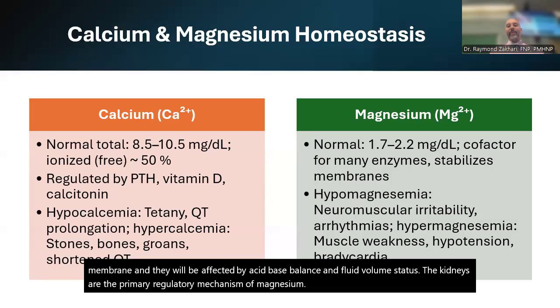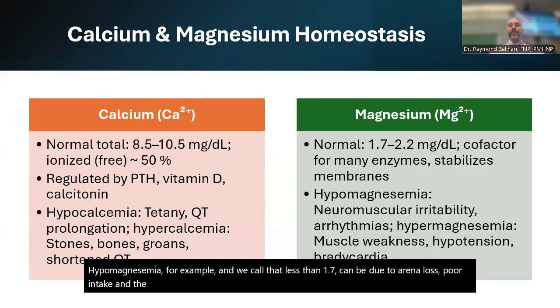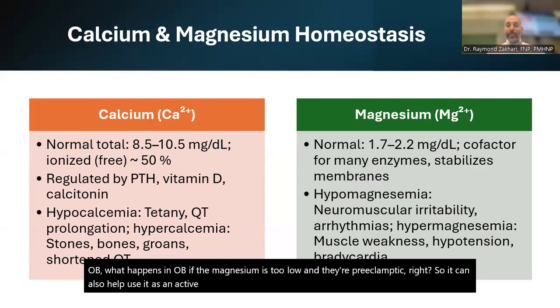Hypomagnesemia, for example, which we call less than 1.7, can be due to renal loss or poor intake. And the symptoms include neuromuscular instability, tremor, arrhythmia. If you work in OB, what happens in OB if the magnesium is too low and they're preeclamptic, right? It can also be used as an active treatment for seizures in preeclampsia and eclampsia.